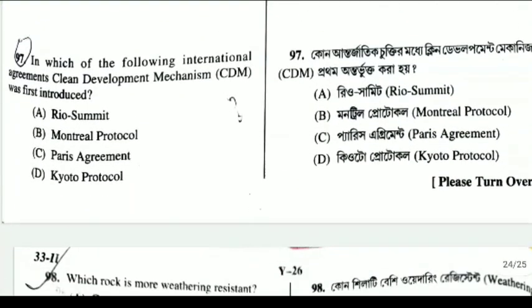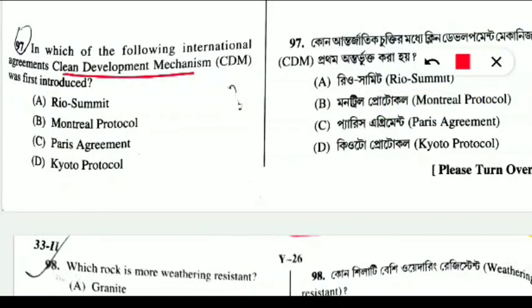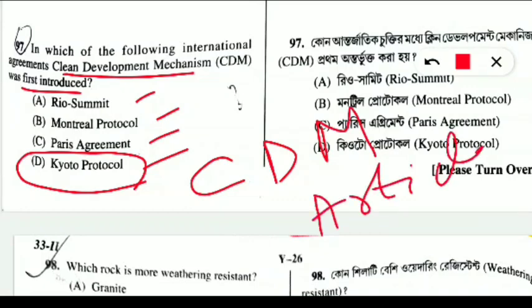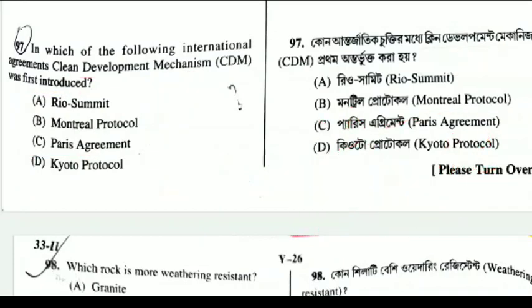Question 97. In which of the following international agreements was the clean development mechanism, which is called CDM, first introduced? Whether it is the Rio Summit, Montreal Protocol, Paris Agreement or Kyoto Protocol. So here the correct option will be the Kyoto Protocol. First time the clean development mechanism was introduced, and you should know in the Kyoto Protocol it is Article 12. Yes, Article 12 mentions the CDM, that is clean development mechanism. Let's move to the next question.